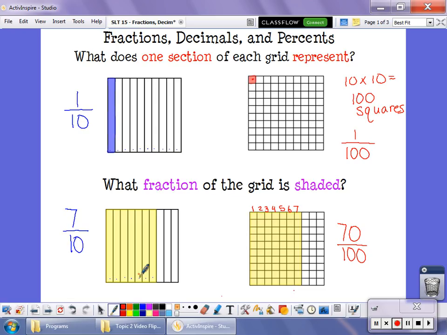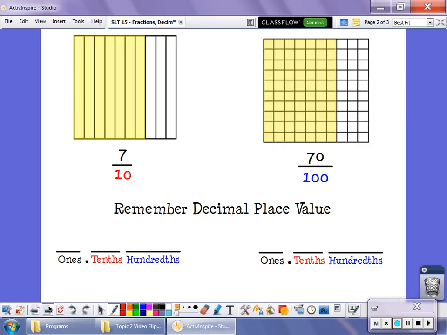Now these two amounts are actually the same. It's just that this one has bigger pieces than this one does. These little squares are broken up much smaller than this. That's why we have 70 out of 100, whereas this one's only 7 out of 10.